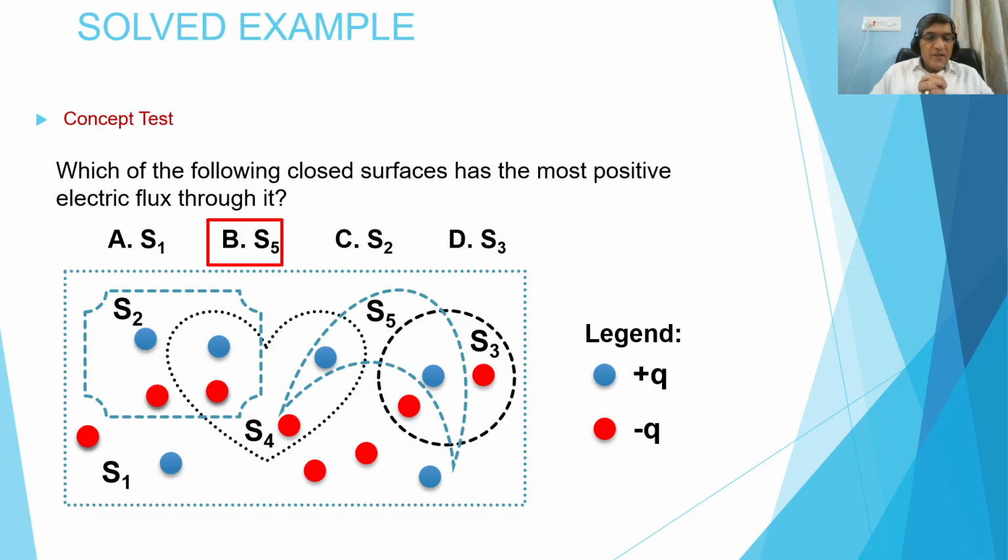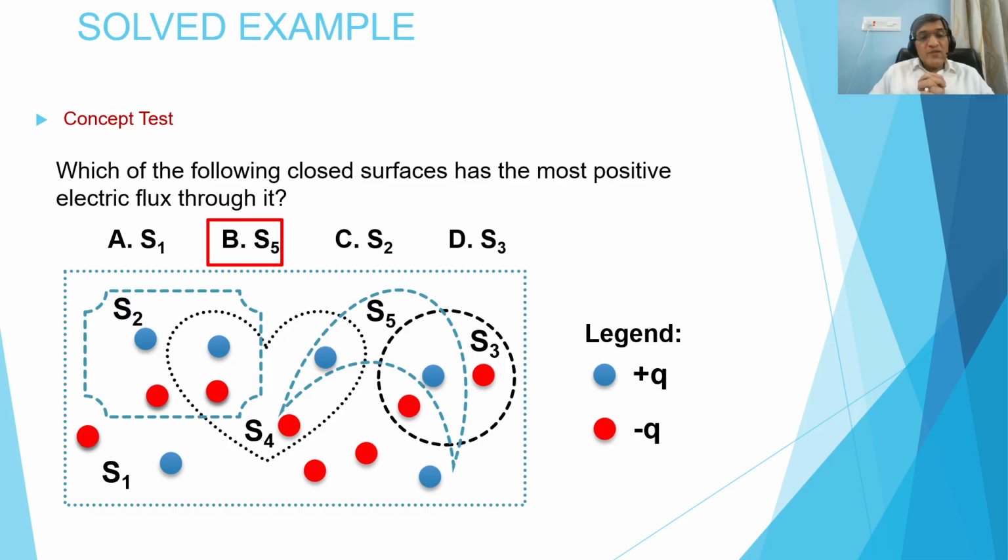Basically, we have some different pictures which overlap one another. First of all, we have to explain the surfaces S1, S2, S3 and S5. Surface S1 is a rectangular surface. Surface S2, which is inside surface S1, has some curved corners, and it has some positive and negative charges. Positive charge is shown by blue dots and negative charge is shown by red dots. In surface S2 we have four charges.